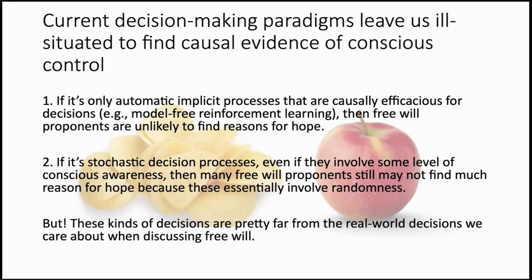But I think one reason to think that we should still hold out hope is that this paradigm for studying decision making is pretty far from the real world decisions that we actually care about when we're talking about free will. So decisions like who to marry or which career to pursue or what to do for your summer vacation, or even just what to have for your birthday dinner. Those are the kind of decisions where you might think we actually care about whether or not we have free will or can find evidence for processes that allow for a role of conscious control. And this kind of paradigm isn't well suited for studying those kinds of things.